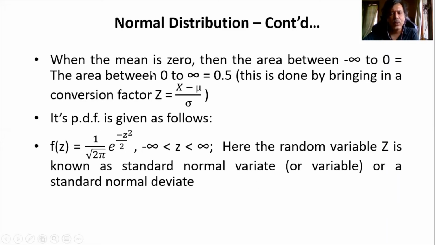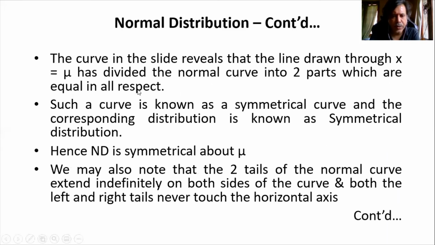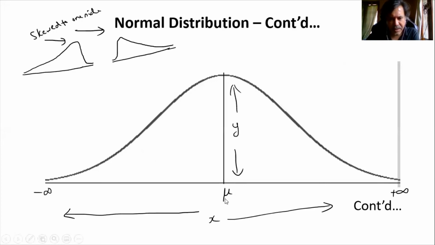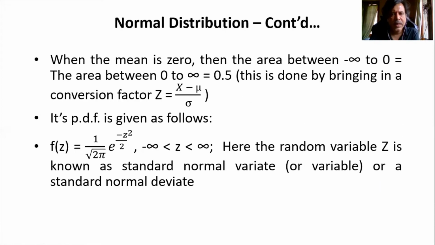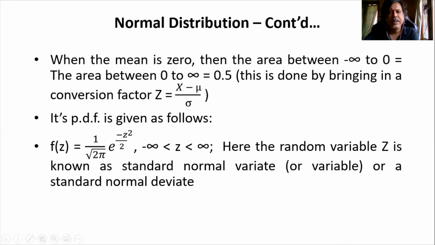When the mean is 0, that is, if this mu becomes 0, then the area between negative infinity to 0 is the same as the area between 0 to infinity, equal to 0.5. That is possible by converting this random variable x to a new random variable z, which is called a standard normal variate. The conversion factor is x minus mu by sigma.